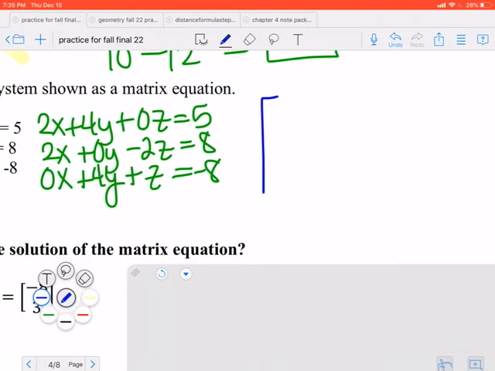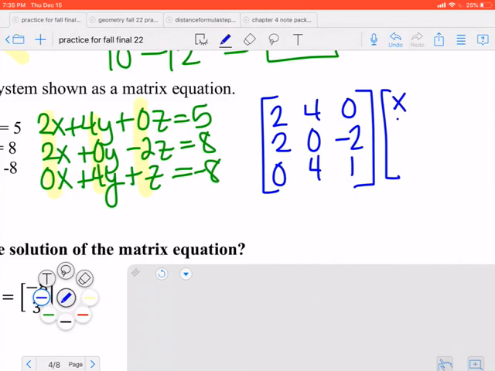So now, our first matrix is the coefficients of the variables. 2, 4, 0, 2, 0, negative 2, 0, 4, 1.